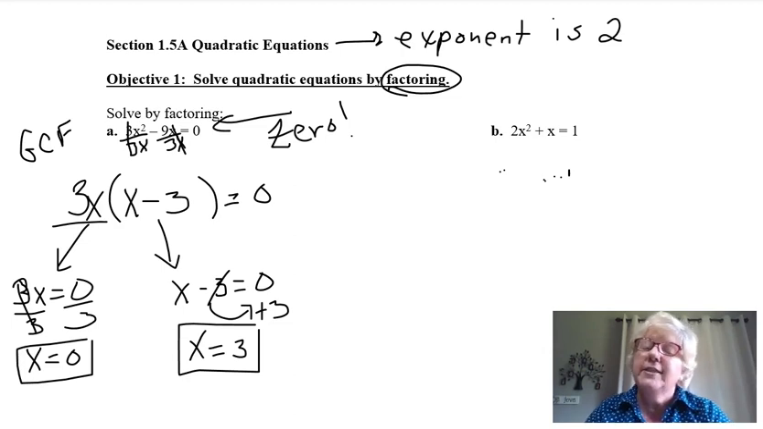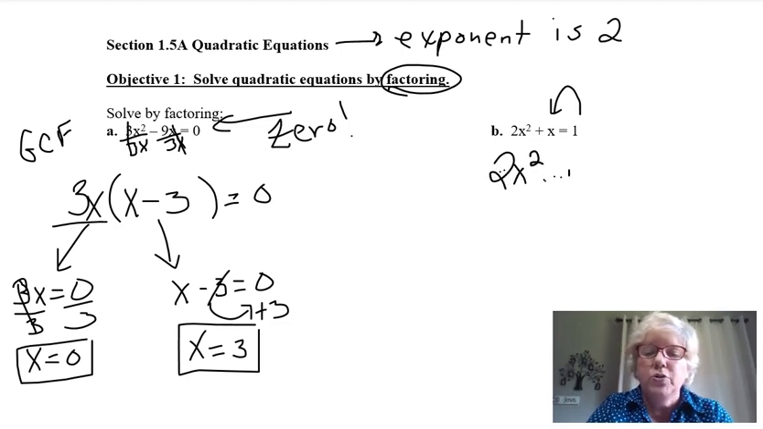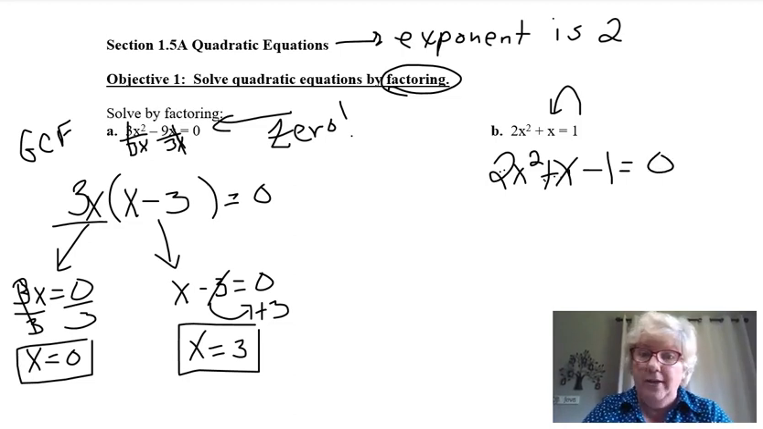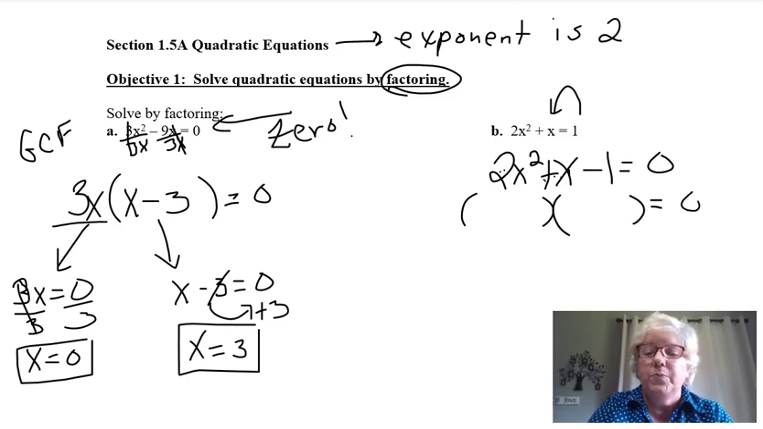Now, when we go to this second example, example B, it is not equal to 0. So the very first thing I'm going to do is move that 1 over and rewrite the original problem. The original problem then would be 2x squared plus x minus 1, because I moved that 1 over and it changed the sign. So this is a trinomial. Well, with any trinomial, I'm going to need 2 sets of parentheses. I'm going to go ahead and look at this one.